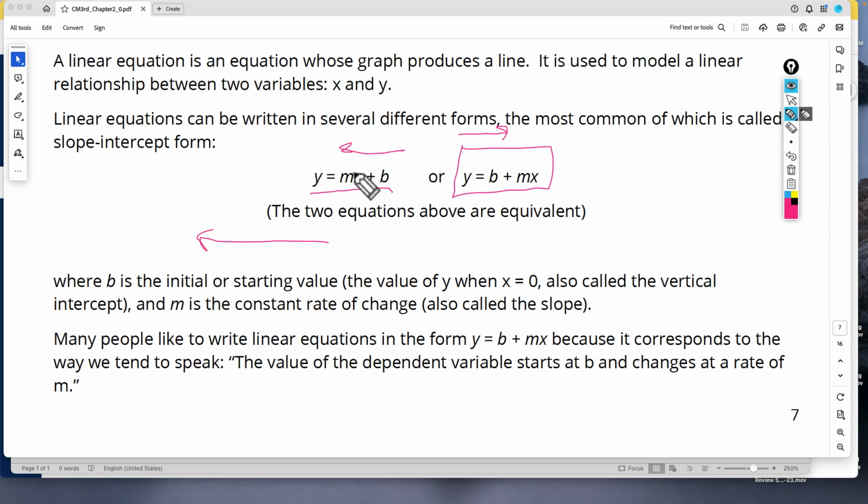Because the parts of a linear equation: you have the output, or the answer, right? That's the y. You have the rate of change, or the slope. You have your x. So I'll put rate of change.